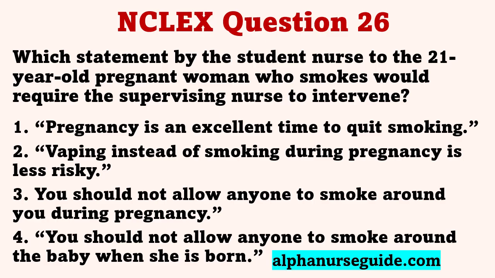The correct answer is 2. Vaping instead of smoking during pregnancy is less risky. The nurse would need to intervene to correct erroneous information being given to the patient. Vaping is not safer than smoking in pregnancy. Babies born to mothers who vape have levels of nicotine exposure, low birth weight, and shortened gestational age equal to infants born to mothers who smoke. Clear advice about pregnancy being an excellent time to quit and then providing resources to do so is appropriate education. Advising the mother to avoid secondhand smoke during the pregnancy and after delivery is appropriate advice.